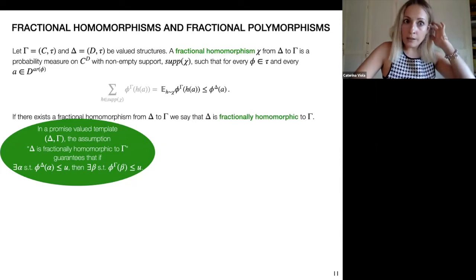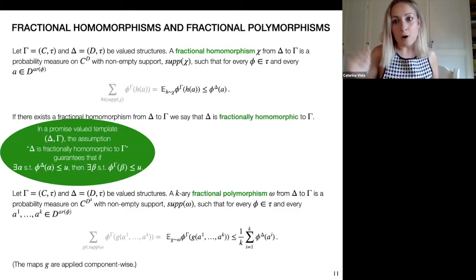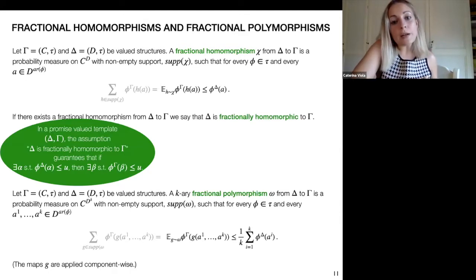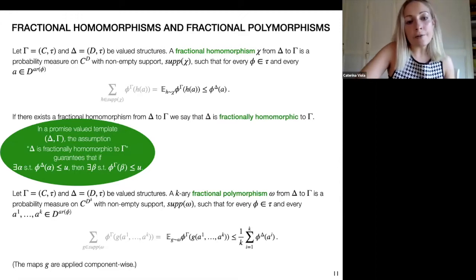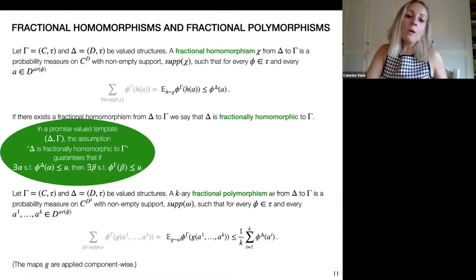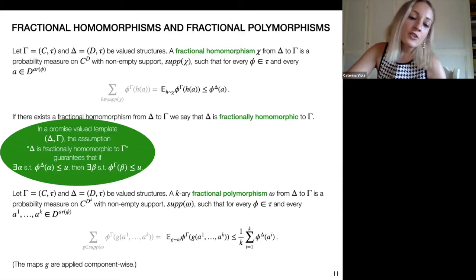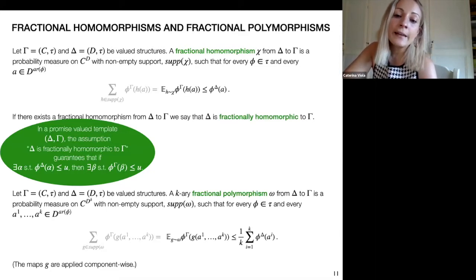So the notion of fractional homomorphism can be generalized to the notion of fractional polymorphism, as in the case of homomorphisms and polymorphisms. Given two valued structures gamma and delta with domains C and D and with the same set of cost functions tau, a k-ary fractional polymorphism omega from delta to gamma is a probability measure on the set of maps from D^k to C with non-empty support, and such that for every cost function phi from tau and every choice of k many tuples A1 up to Ak from D to the arity of phi, we have that the expectation of phi of g applied to A1 to Ak in gamma, where g is distributed according to omega, is at most the arithmetic average of phi(A1), ..., phi(Ak) in delta.